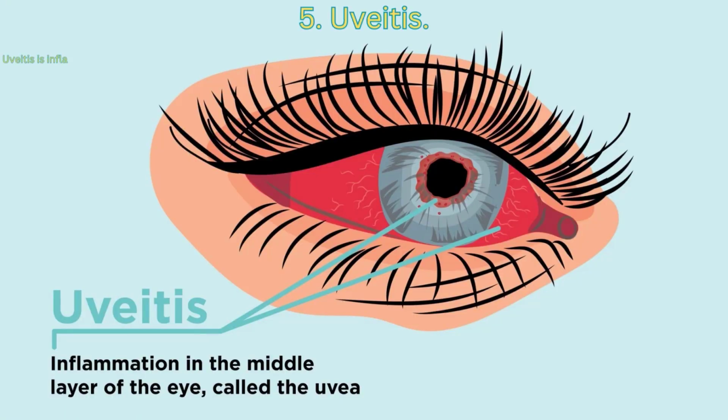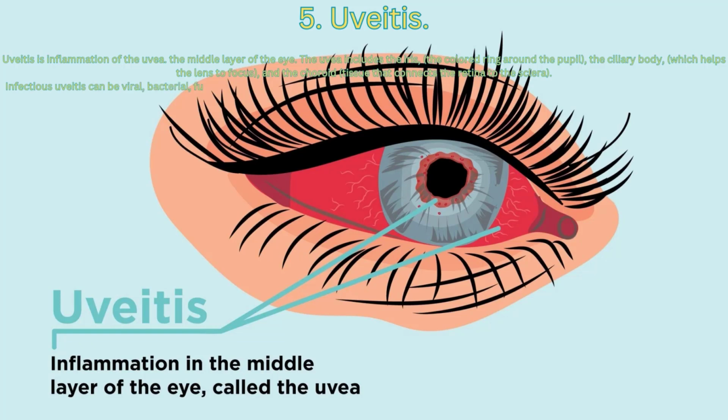Number 5. Uveitis. Uveitis is inflammation of the uvea, the middle layer of the eye. The uvea includes the iris, the colored ring around the pupil, the ciliary body, which helps the lens to focus, and the choroid, a tissue that connects the retina to the sclera. Infectious uveitis can be viral, bacterial, fungal, or parasitic. Uveitis can sometimes be a chronic eye infection, meaning it can last long-term, and may be a result of a systemic condition.